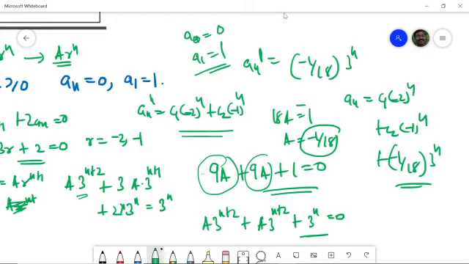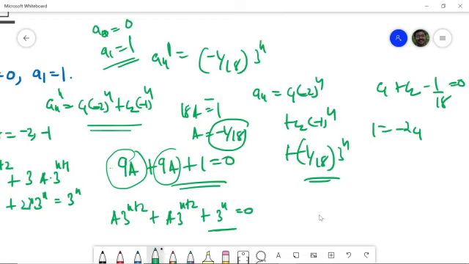When n is equal to 0, you will have c1 plus c2 plus 1 by 18 is equal to 0, and when n is equal to 1, you will have 1 is equal to minus 2 c1 minus c2 plus 1 by 18 into 3. From this you can find the values of c1 and c2 and substitute them. You can try it yourself. I hope you understand this problem.